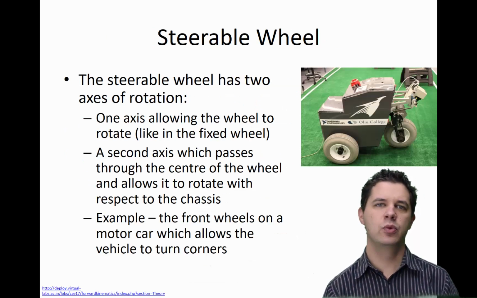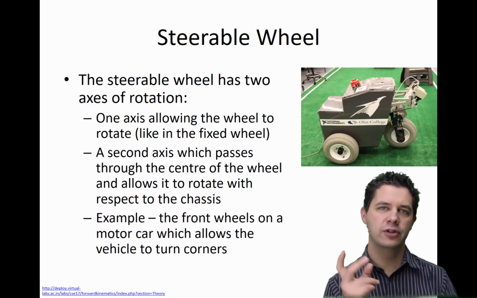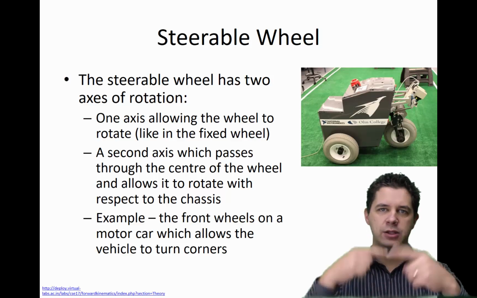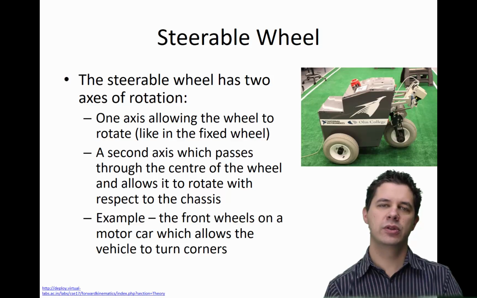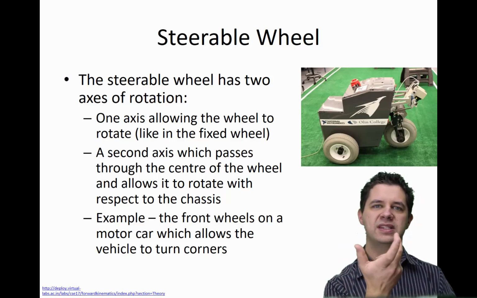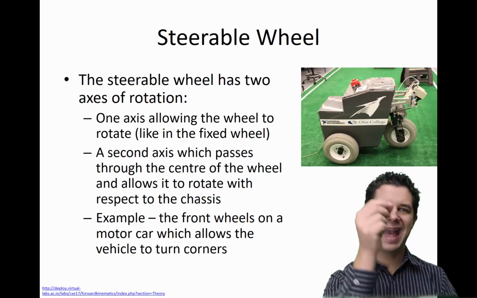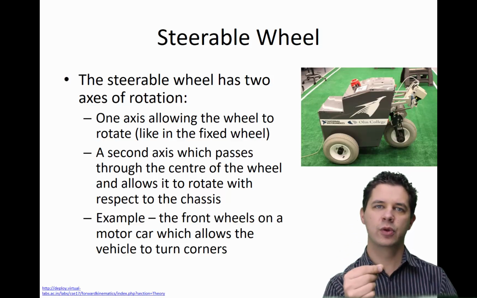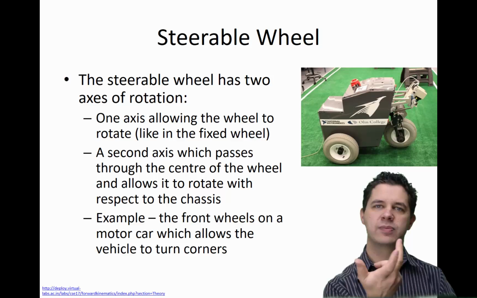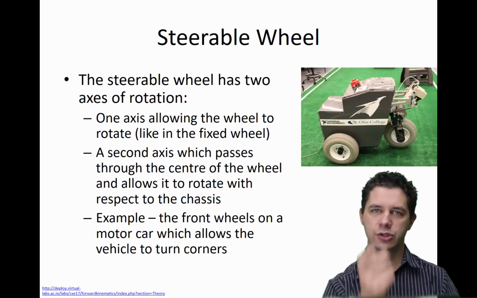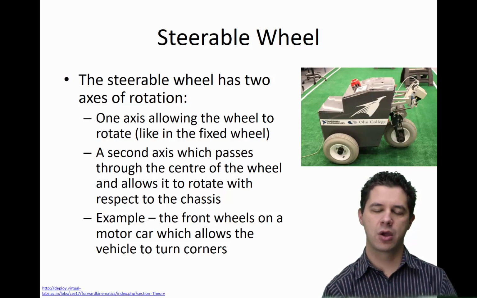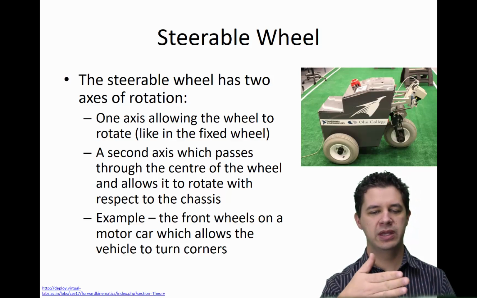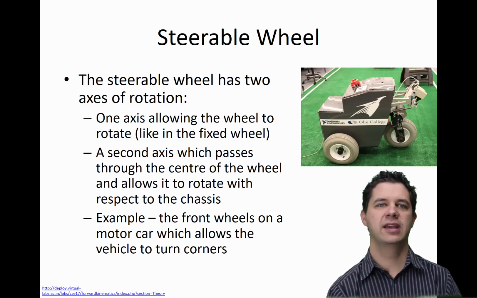Our next wheel is the steerable wheel. And the steerable wheel adds an extra element of rotation to it. So the steerable wheel can turn as it makes contact with the ground surface, just like the fixed wheel that we had earlier, but it can also be steered. So we have a second axis of rotation that passes through the center of the wheel and allows it to rotate with respect to the chassis. We notice it goes through the center of the wheel, and we can steer this and actually control it. So we can say we want to change that wheel to be this particular angle or this particular angle.